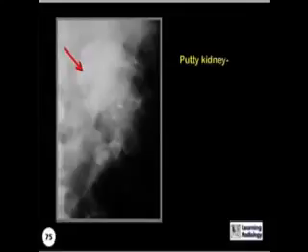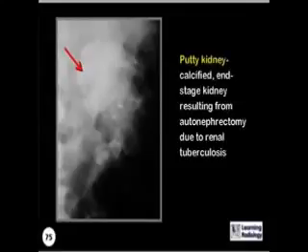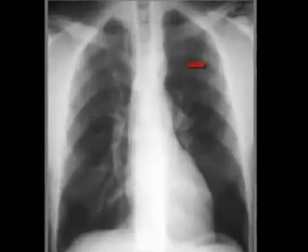This is a putty kidney, a calcified end-stage kidney resulting from autonephrectomy due to renal tuberculosis. What is this sign called?